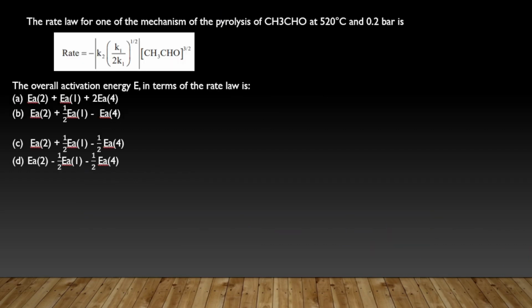Right? Next, we have this one. It says the rate law for one of the mechanisms of the pyrolysis of acetaldehyde at this temperature and pressure is given. What is the overall activation energy? So the overall rate constant is k2 into k1 upon 2 times k4, raised to the power of half. Okay, so it is not 1, it is 4 over here, 2k4. Okay, so this is the rate constant.